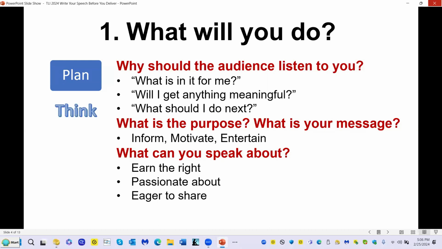Now, I'm going to give you an example here, because if you ask me to give a presentation about golf, I did not earn the right to talk about it because I don't play golf. I don't even want to play golf, and I can never be passionate about it. So I have to talk about something that really fulfills these three categories. So that was the planning phase, when you have to think first.